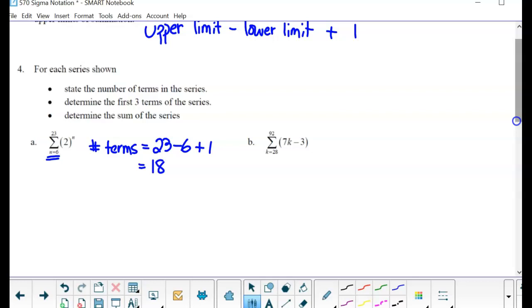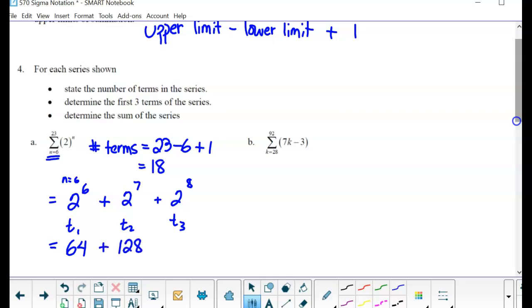Determine the first 3 terms. So that's going to equal, when n equals 6 to start, 2 to the 6, and that's your first term. Plus, then 2 to the 7, that's your second term. Plus 2 to the 8, and that's your third term. Okay, what are the actual values? 2 to the 6 is 64. 2 to the 7th then would be 128. 2 to the 8th would be 256.